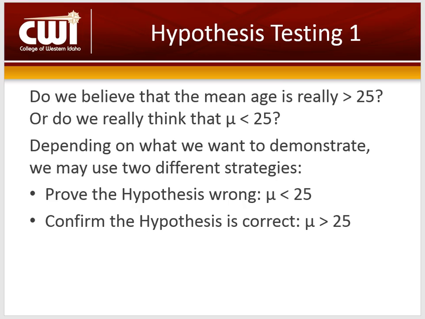Technically, it could be exactly 25, but that's very unlikely. Whichever way I set up the problem, the numbers will be the same. And I will either reject the null hypothesis or not based on the numbers. But the conclusion will be significantly different depending on how I originally set up the null hypothesis and the alternate hypothesis.